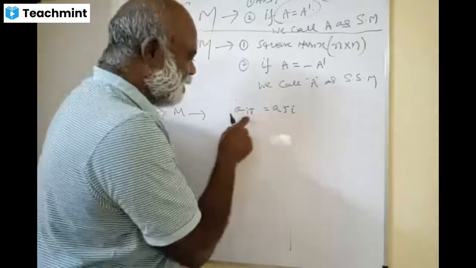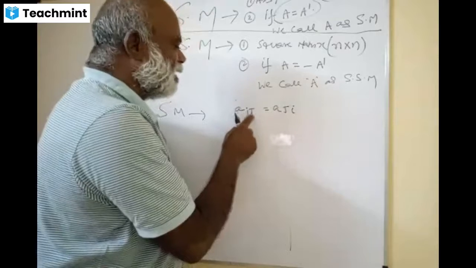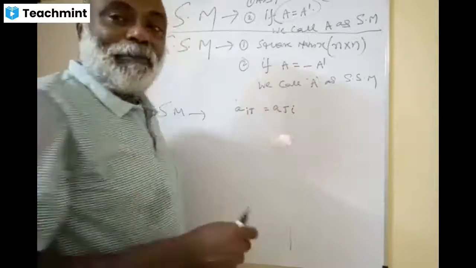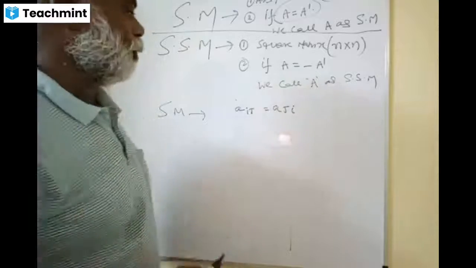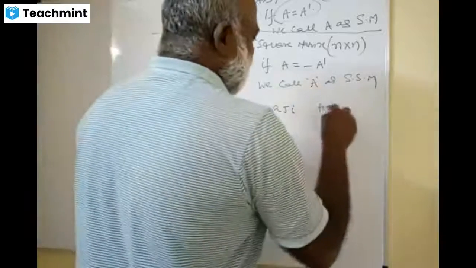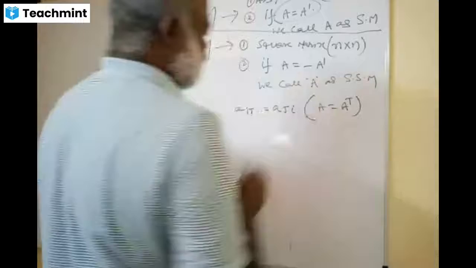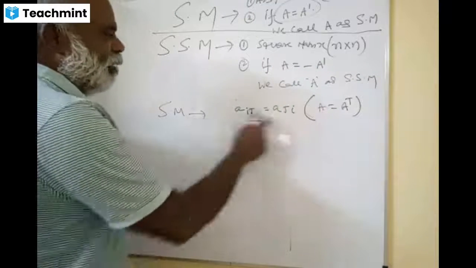Okay, this is an element. The element in the ith row and jth column will be equal to the element in the jth row and ith column. That's why transpose. Transpose is the meaning of A equal to A transpose. Okay, that is a symmetric matrix.